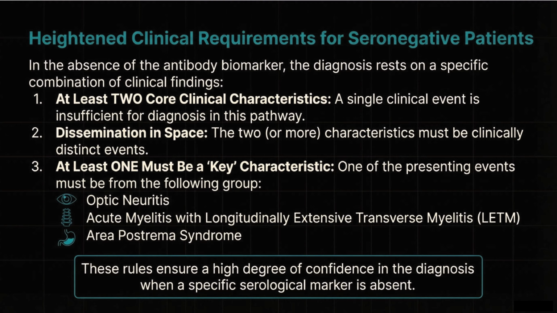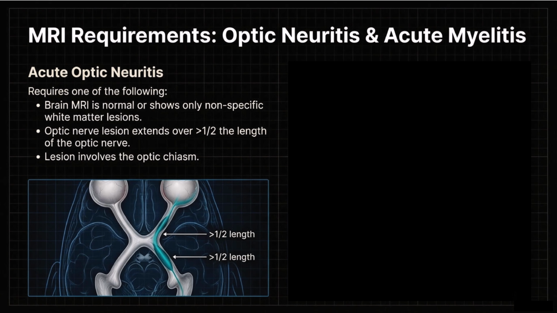Additionally, there must be dissemination in space, meaning 2 or more different clinical characteristics must be present. Just like the first group, the AQ4 test must be negative or unavailable, and alternative diagnoses must be excluded. Furthermore, for these seronegative patients, the clinical findings must be supported by specific MRI requirements. If the patient has acute optic neuritis, the brain MRI should be normal or show only nonspecific white matter lesions, or the optic nerve lesion must extend more than half the length of the nerve or involve the optic chiasm.